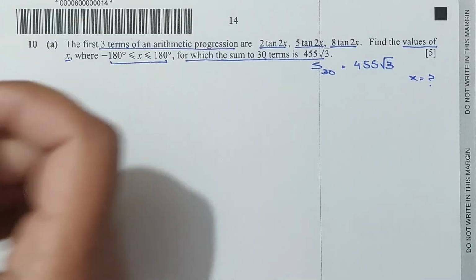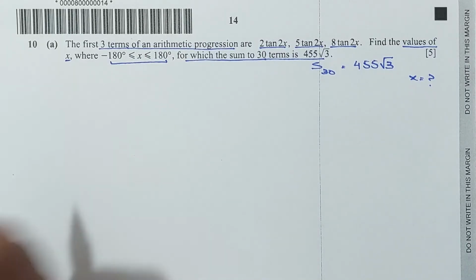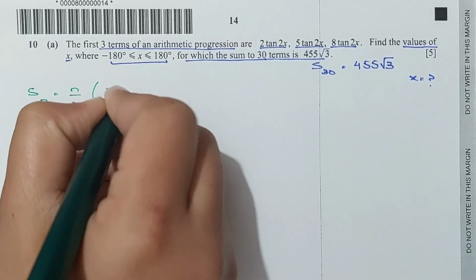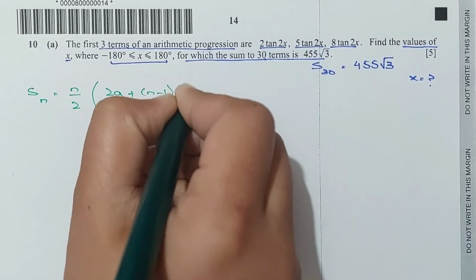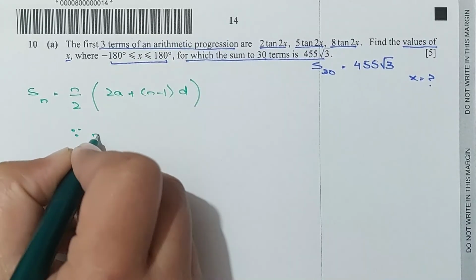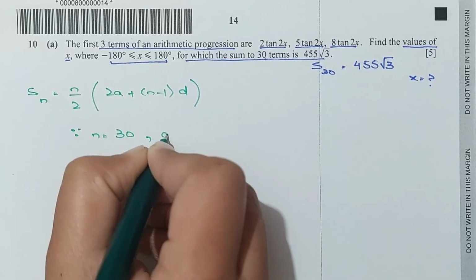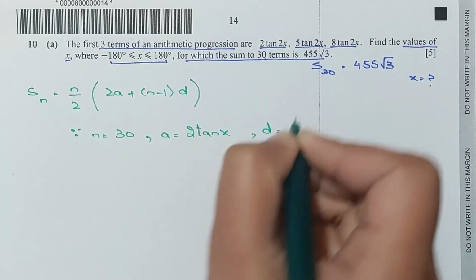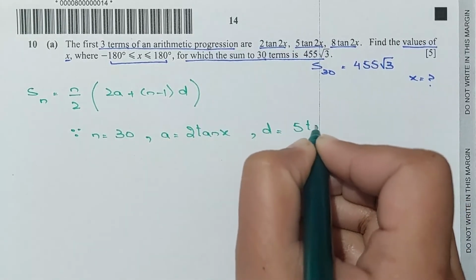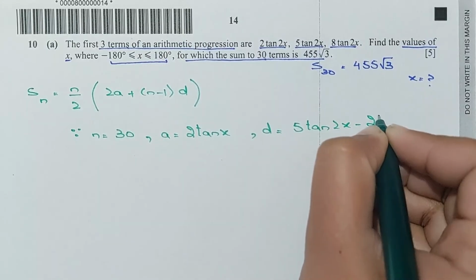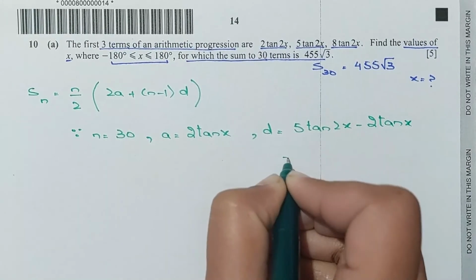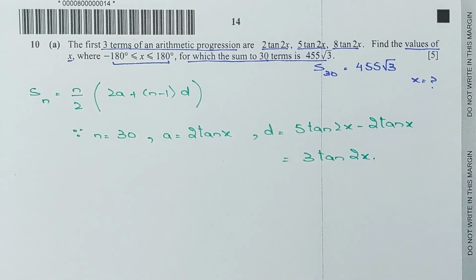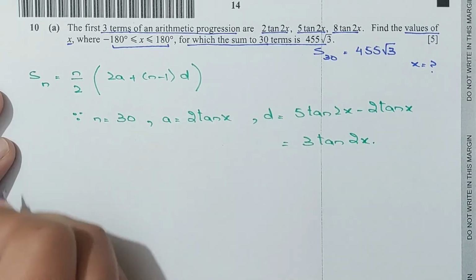Okay, so for an arithmetic progression, what is the sum formula? Sn equals n/2 into (2a plus (n minus 1) into d). Here n is 30, a is my first term, which is 2 tan x, and d is the common difference between the first and the second term: 5 tan x minus 2 tan x, second term minus the first term. This would be 3 tan x, my common difference.